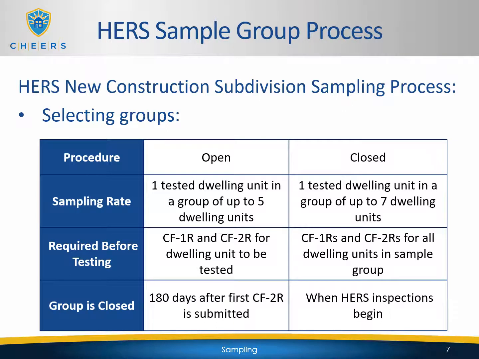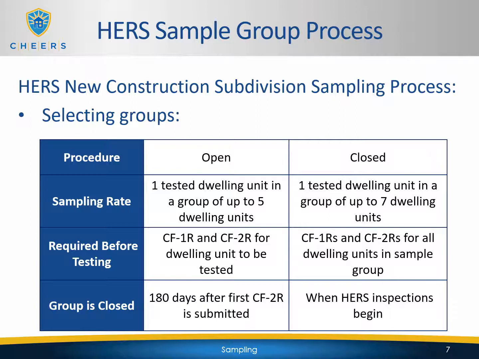On the closed side, we can have up to 7 dwelling units, but all of the CF1Rs and CF2Rs for the dwelling units in that group have to be complete. So you have to have 7 homes all complete at the same time in order to use this closed sample group of up to 7.